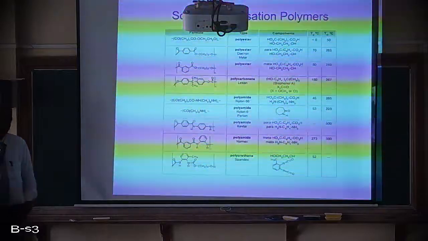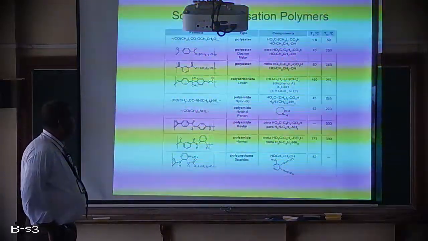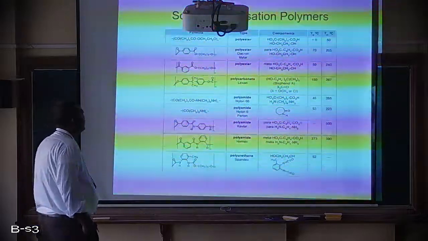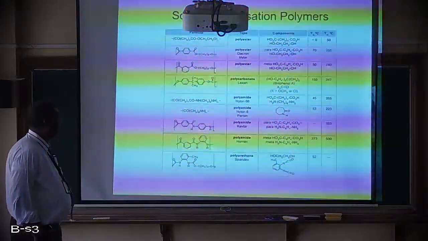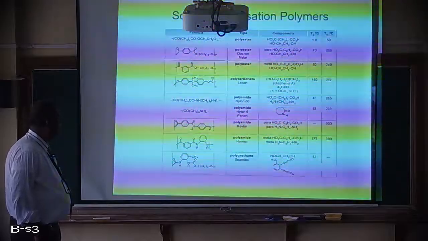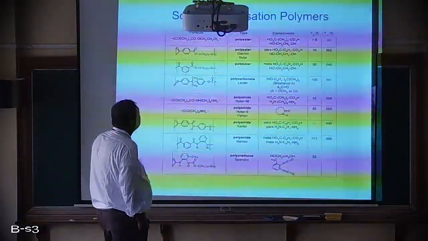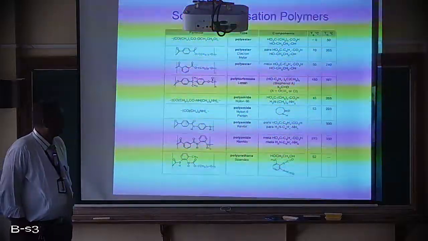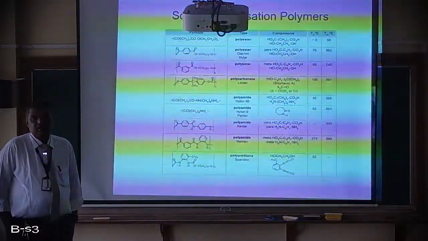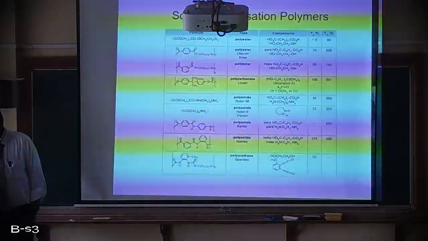These are some of the examples of the condensation or step polymerization process: polyester, polycarbonate, polyamide, polyurethane. All these are step condensation processes, and sometimes these can also be taken as thermosets, and the earlier ones as thermoplastic materials.